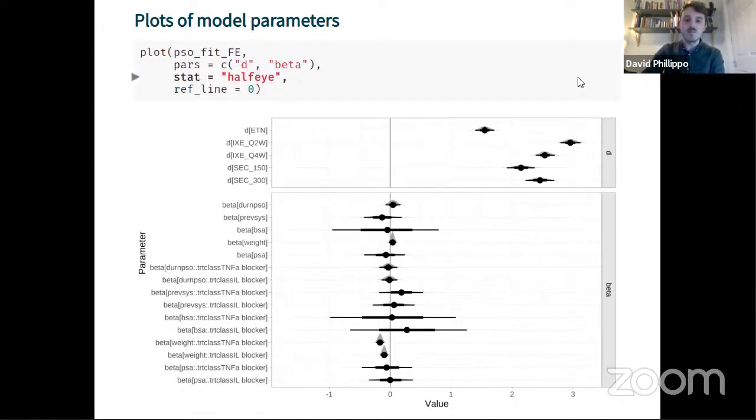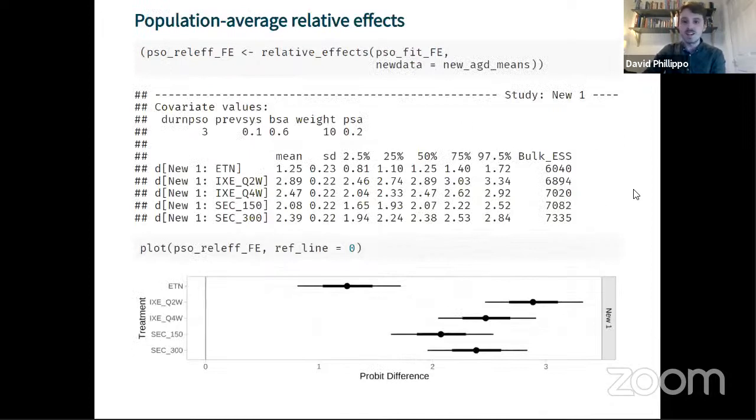So I'm specifying here a half-eye plot stat, which means that we get these densities in the plot, as well as the points and the credible intervals. I can produce population average relative effects using the relative effects function. And here I'm specifying a new study population for which to produce these population average relative effects using the new data argument. If I omit this, then I end up producing these population average effects for every study in the network. But here I'm specifying a new target population to produce these estimates for. And then you can see below that we can plot these again using the plot method.